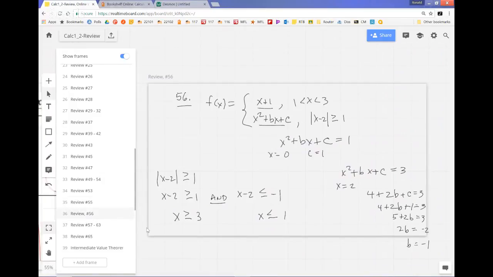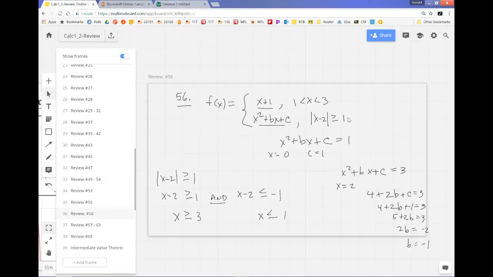Number 56. Okay, so 56 is the same kind of a deal. You've got this piecewise function. It's a little more complicated though, because this time x plus 1 is only true when you're between 1 and 3. And this other one, x squared plus bx plus c, is only true when the absolute value of x minus 2 is greater than or equal to 1.